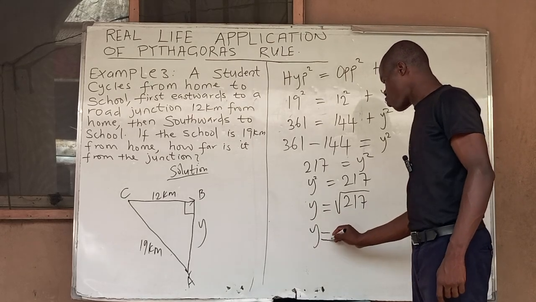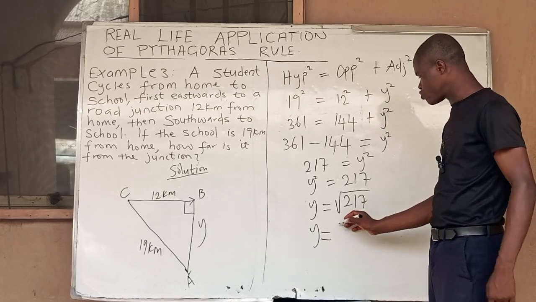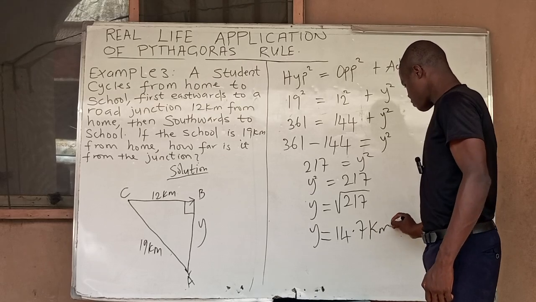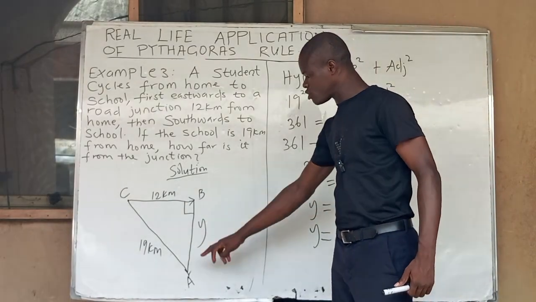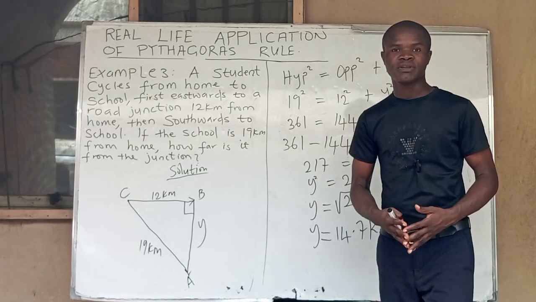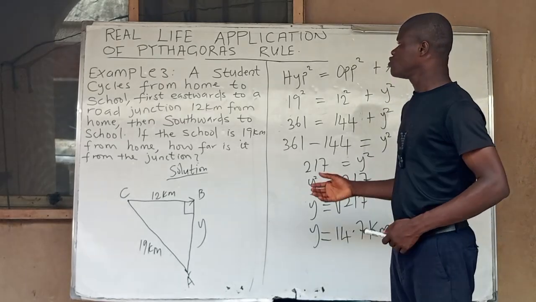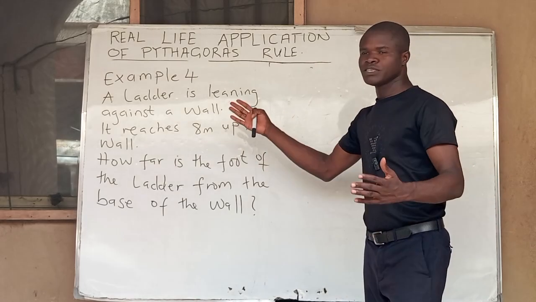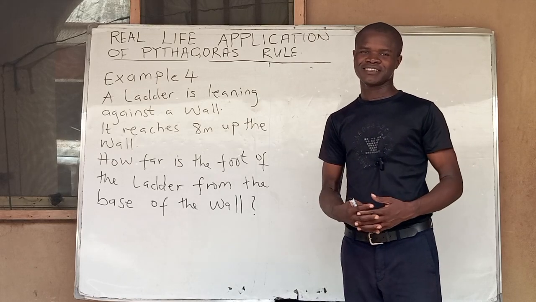So the value of the square root of 217 is approximately equal to 14.7 kilometers. All right, so the distance between this road junction and the school is 14.7 kilometers. You can see that the real life application of the Pythagoras rule is very simple. Okay, so I'm going to drop example number 4 as your exercise. All right, so this is example 4, your exercise. So try it, confirm your answer with my answer in the description box below.